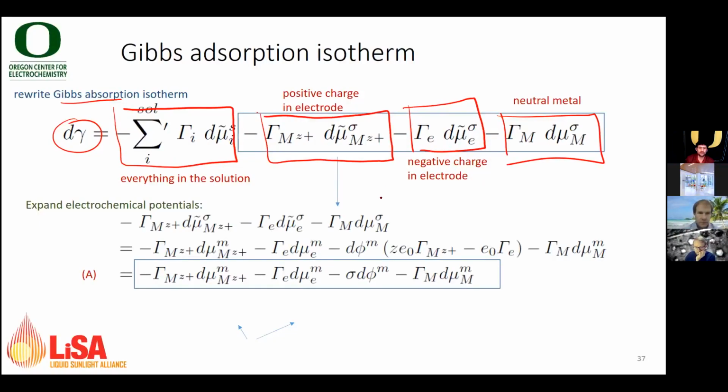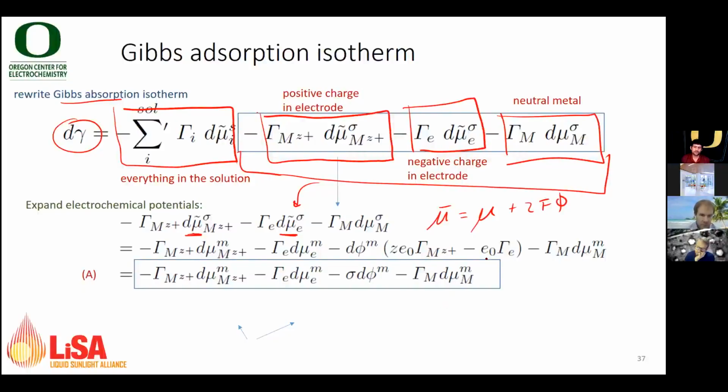He takes these terms, everything else not including the solution, everything in the solid, and he just expands them, right? These electrochemical potentials, he's expanding them because the electrochemical potential has a chemical potential plus an electrostatic energy term. So that's all he's doing here, expanding those and then rearranging them.